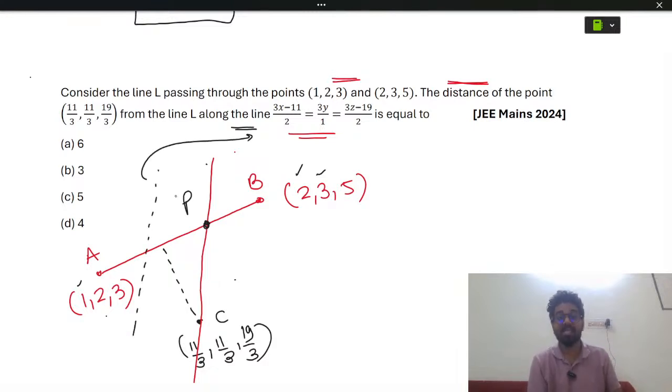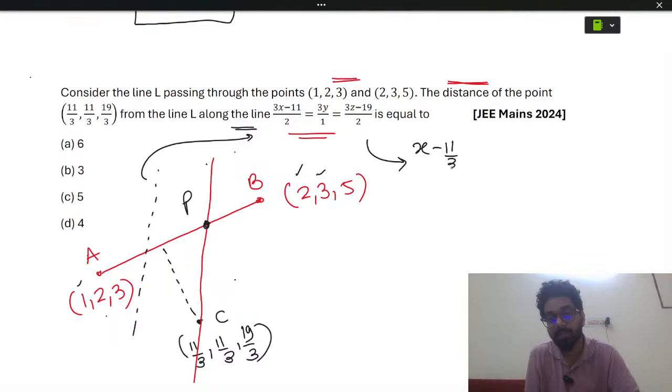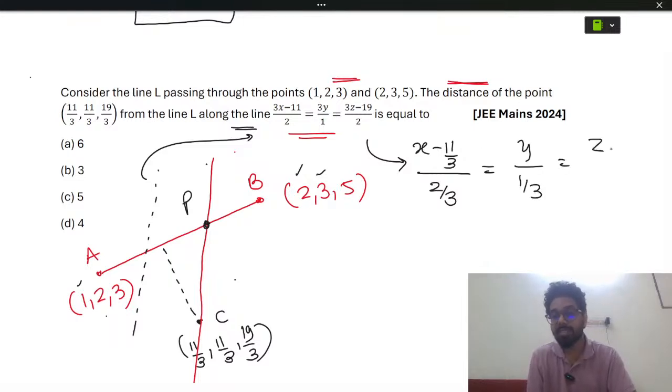This line is this. They are saying along the line means parallel. So all we will use is the direction ratio. First of all, I should write down this equation in the proper format. We have discussed the same thing in the previous session. Divide this whole thing by 3. So this becomes (x minus 11 by 3) divided by 2 by 3 is equal to, divide this whole thing by 3, y upon 1 by 3, divide this whole thing by 3, (z minus 19 by 3) divided by 2 by 3.